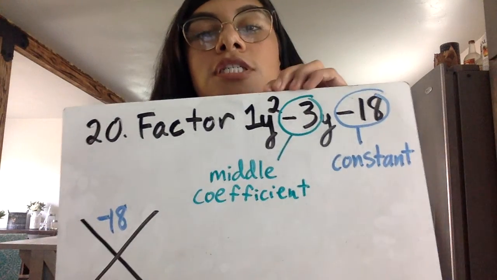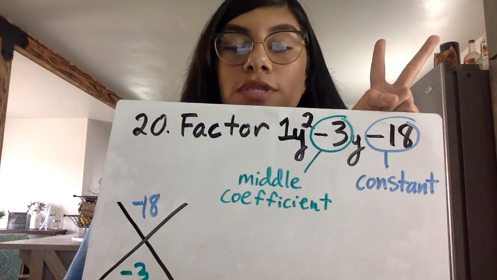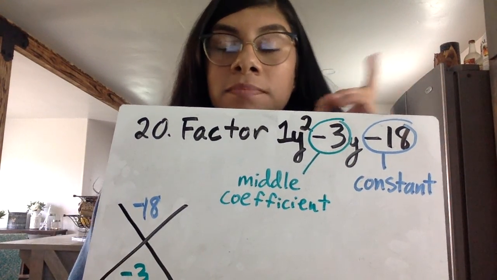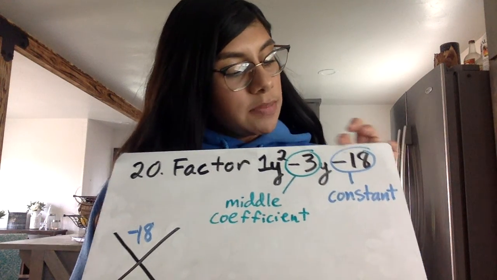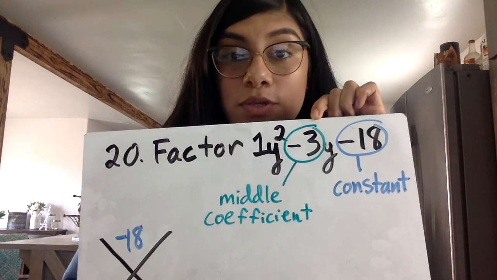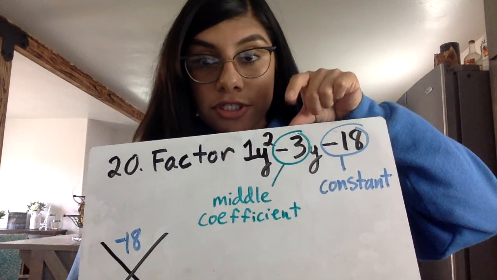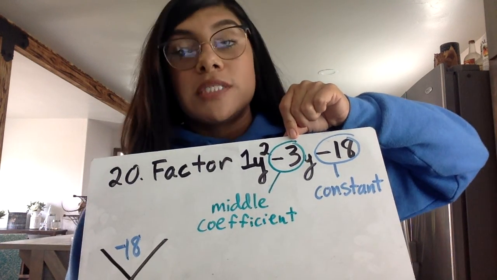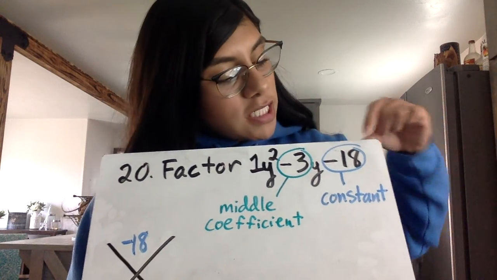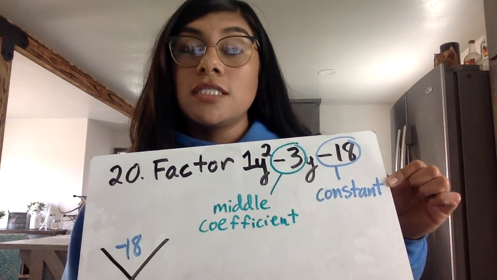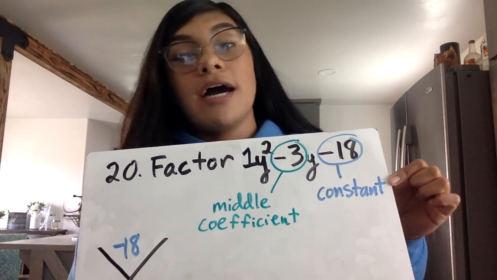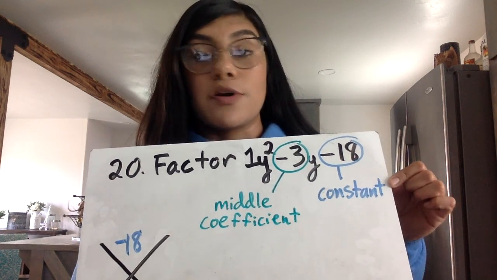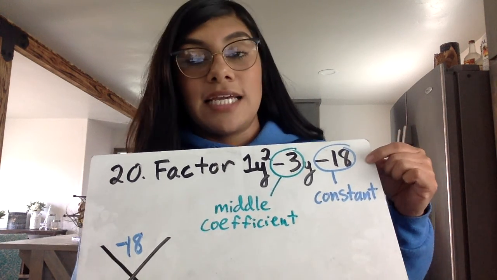In order to use the x method, I need to identify 2 things: the middle coefficient and the constant. The middle coefficient is the number in front of my middle term. My middle term here is negative 3y, so my middle coefficient is negative 3. Then I have to identify the constant. The constant is the term that does not have a variable attached to it, a number all by itself. In this case, it's negative 18.